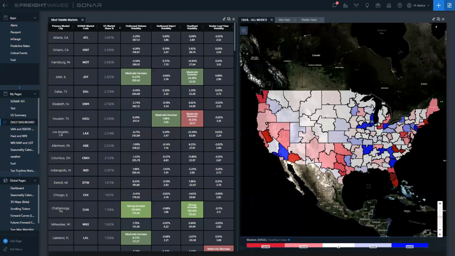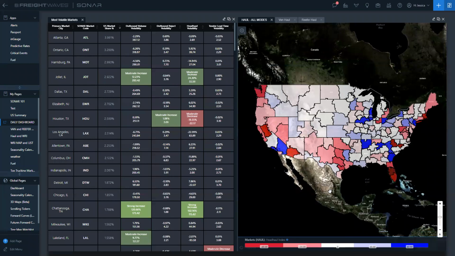On the right-hand side, I'll start talking about the head haul index on the map. The head haul index measures outbound tender volume and subtracts inbound tender volume. So it's really good to think about loads that are going outbound. They're loads available in that market, ready to get picked up. Inbound into that market are trucks coming in to get empty and find another load. So it is the balance or imbalance of a given market.